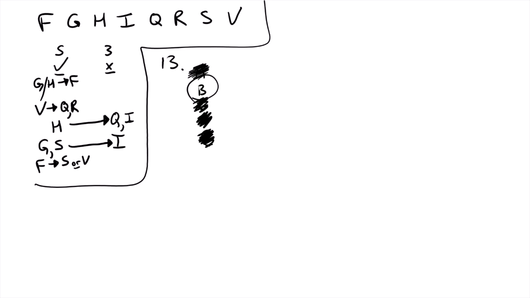We have salvation, but we don't have verisimilitude, which means B does follow that rule. Of course, we already knew that because by process of elimination, we already knew that B was the right answer. So that's it for number 13.